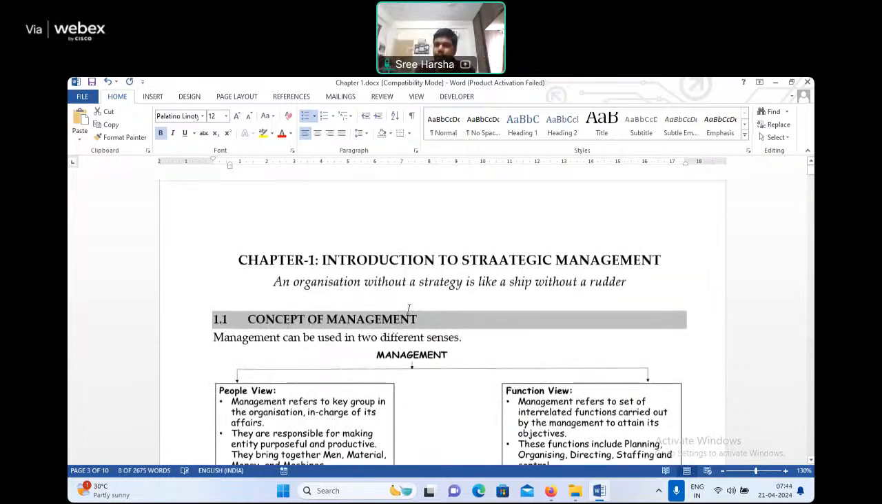So in chapter number 1, as a summary, we discussed the definition of management, the definition of strategy, the definition of strategic management, the importance and limitations of strategic management, strategic intent, vision, mission, goals and objectives. These are the topics which we have discussed in chapter number 1.